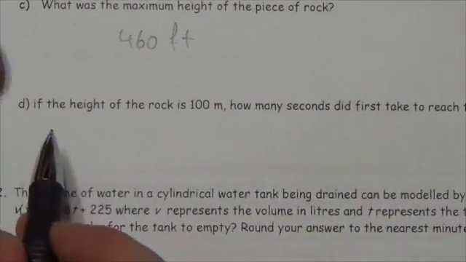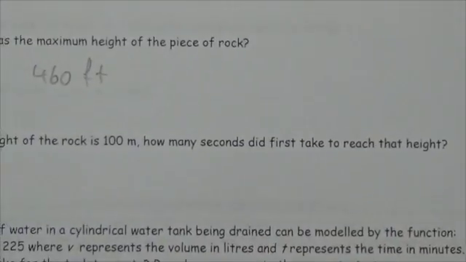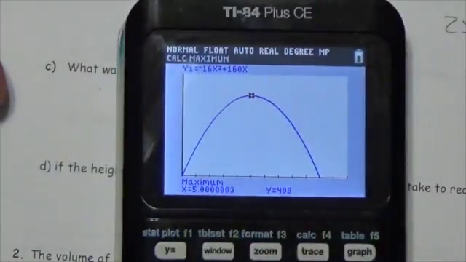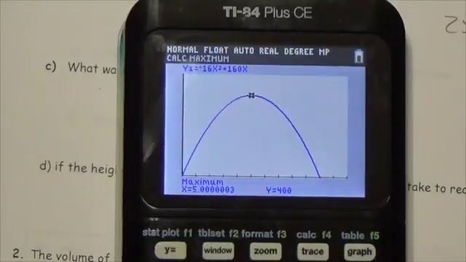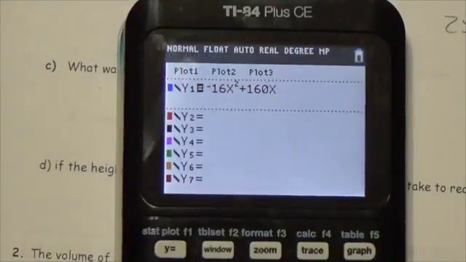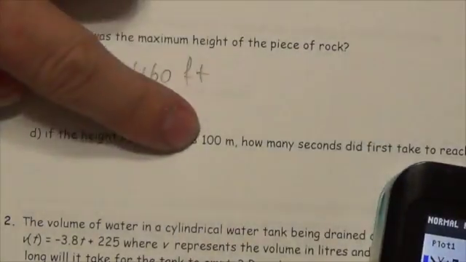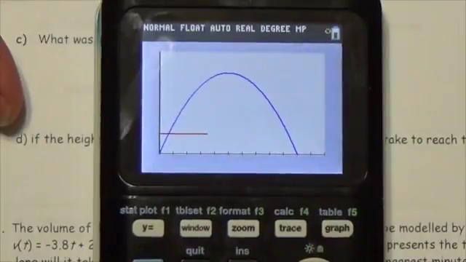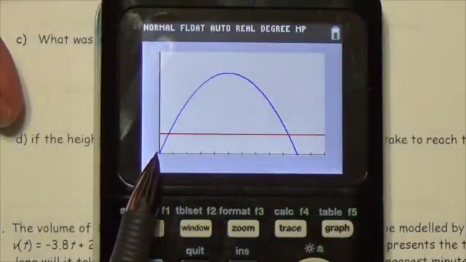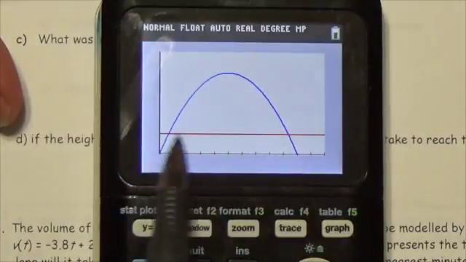Let's take a look at the next question. If the height of the rock is 100 meters, how many seconds did it first take to reach that height? Now in this particular question, we're given the height. We're given the value of the y-coordinate. The calculator doesn't have a really nice way of dealing with that. So what we've got to do is press y equals, and this is where we enter the y values. I'm going to come down into y2. That's where I'm going to enter that 100. And now when I press graph, I've got the two equations here, the two lines. Here's the path of the rock, and then there's this boundary here, this 100.